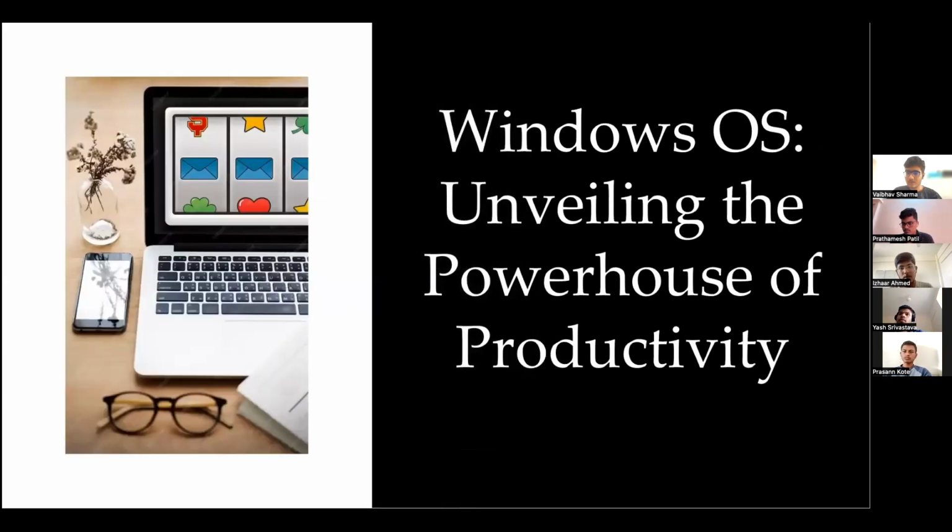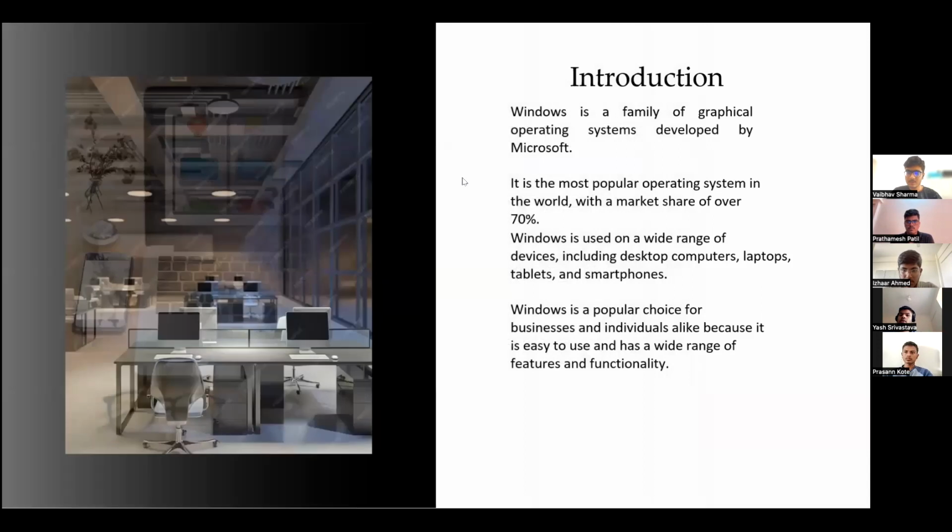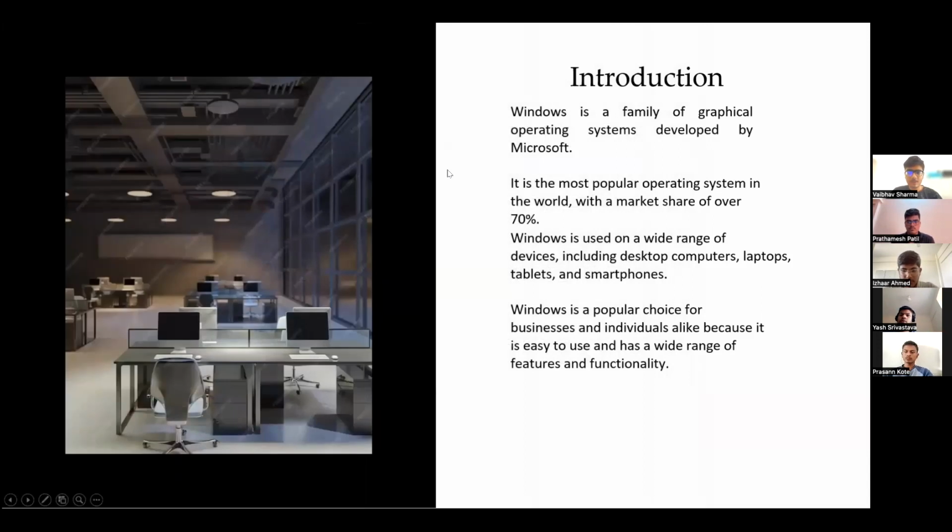Windows OS, unveiling the powerhouse of productivity. As an introduction, Windows is a family of graphical operating systems developed by Microsoft. It is the most popular operating system in the world with a market share of over 70%. Windows is used on a wide range of devices, including desktop computers, laptops, tablets, and even smartphones. It is a popular choice for businesses and individuals alike because it is easy to use and has a wide range of features and functionality.